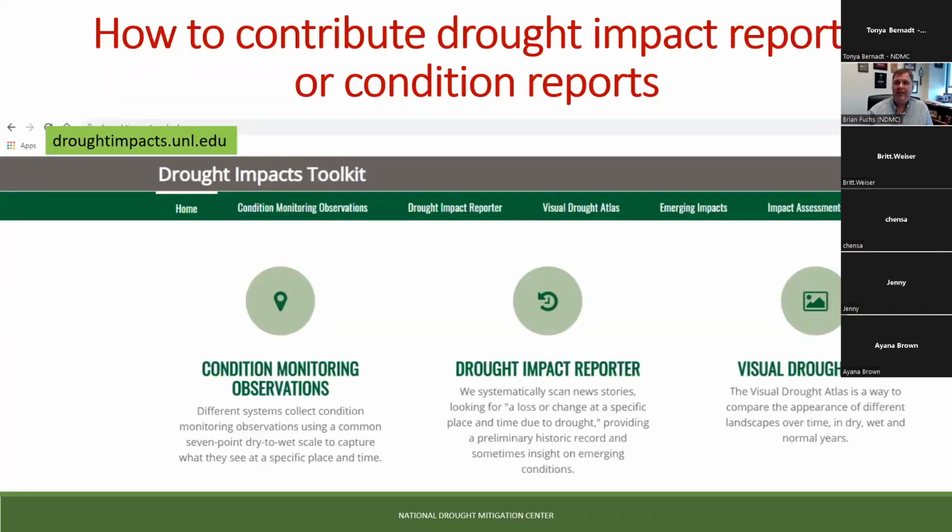So we have this Drought Impacts Toolkit, and that URL is quite easy, droughtimpacts.unl.edu. And that's where you can get into that condition monitoring observations form and submit your information there. We have a Drought Impact Reporter and then this Visual Drought Atlas. If you just want to submit pictures, probably the Visual Drought Atlas is the way to go. If you want to give more commentary on the conditions that you're seeing, and you don't have to submit photos with that, the CMOR reporting system is key for that. The Drought Impact Reporter pretty much now is relegated to pulling drought related stories from media sources.